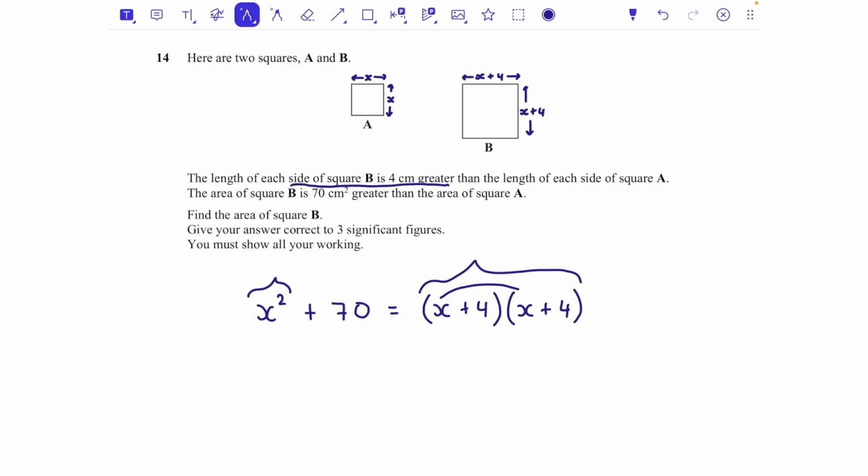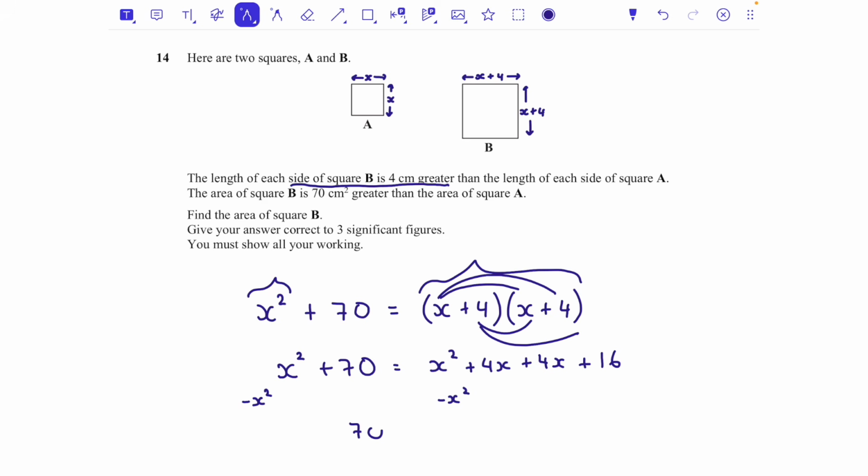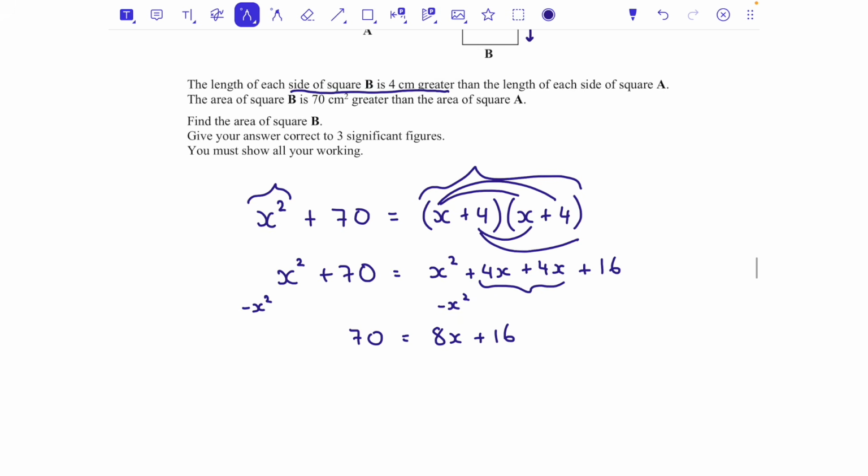Okay, so now let's expand that bracket. I've got x times x, which is x squared, x times 4, which is 4x, 4 times x, which is another 4x, and then 4 times 4, which is 16. And on the left, I've just got x squared add 70, can't do anything with that. Now, let's solve this. So I'm going to take x squared away from both sides, which leaves me 70 equals 8x add 16. I've just collected these two together to make them 8x. And then I'm going to take 16 away from both sides.